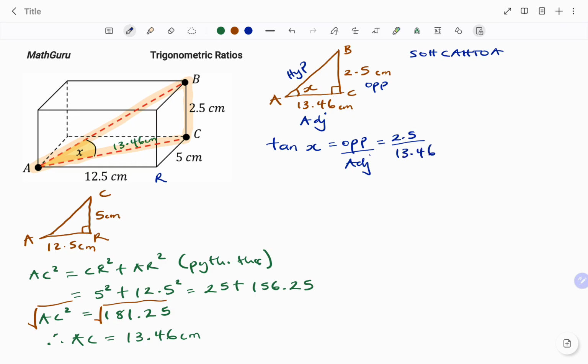To find X, I'm going to move my tan to the right hand side, and that becomes arctan. That's the second function button of your tangent button on your calculator. So I have 2.5 divided by 13.46, the same. Therefore, X will give us 10.52 degrees.